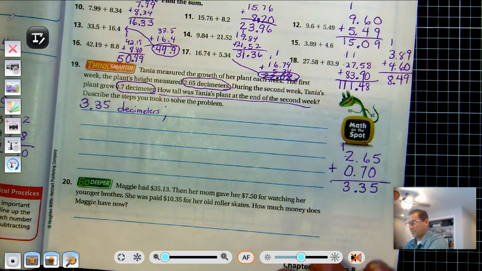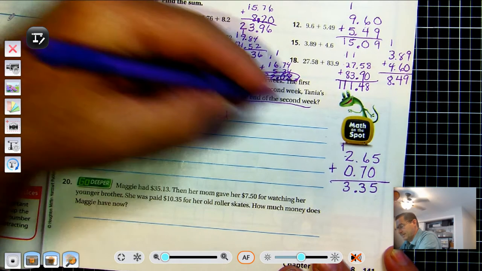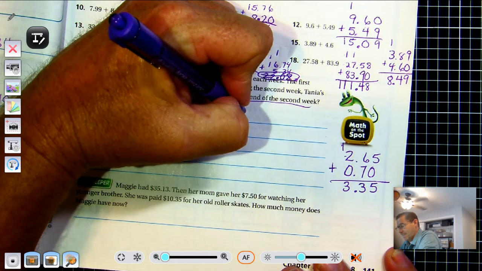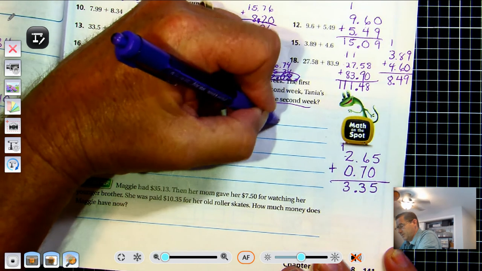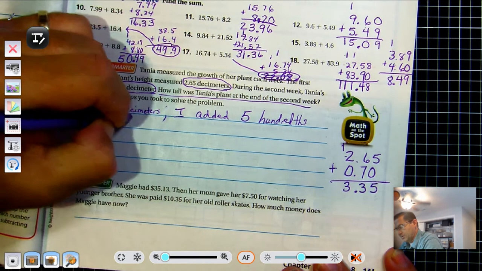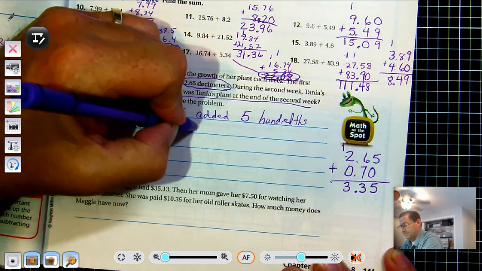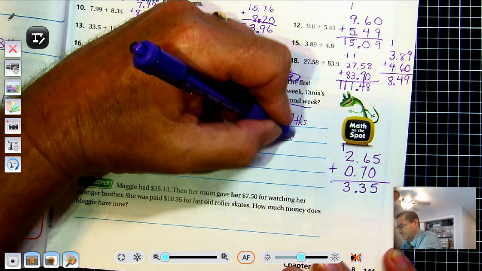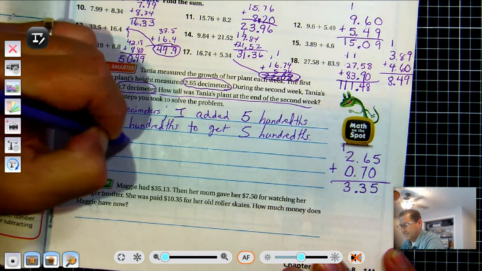What did we do? Okay, I added 5 hundredths and 0 hundredths to get 5 hundredths. I then added the tenths.